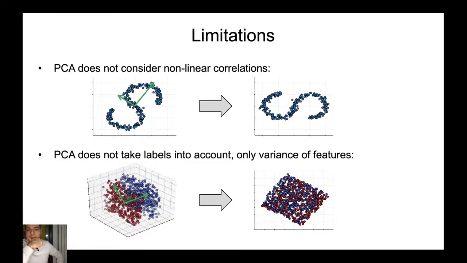Okay, and the other thing is that PCA, as I said before, doesn't take labels into account. So when it projects the data points, it looks only at the variance. The data samples can look something like this. And this is also why PCA is not that suitable for data visualization.